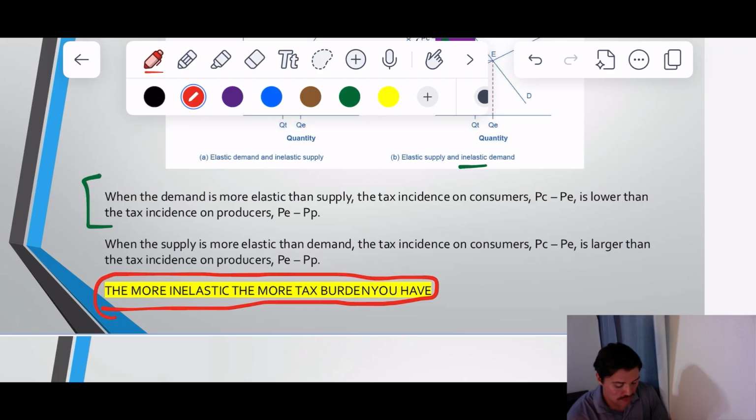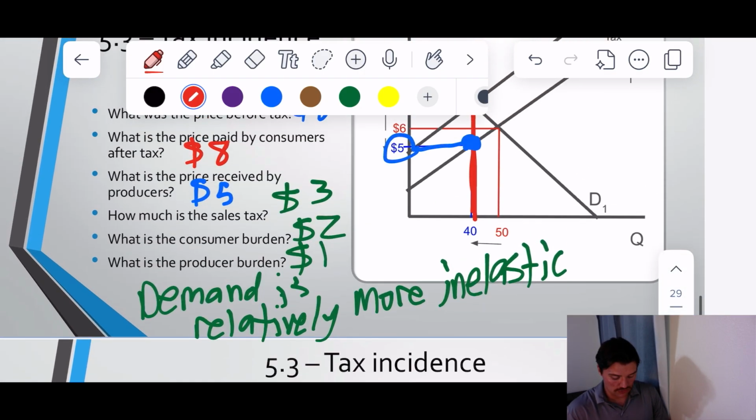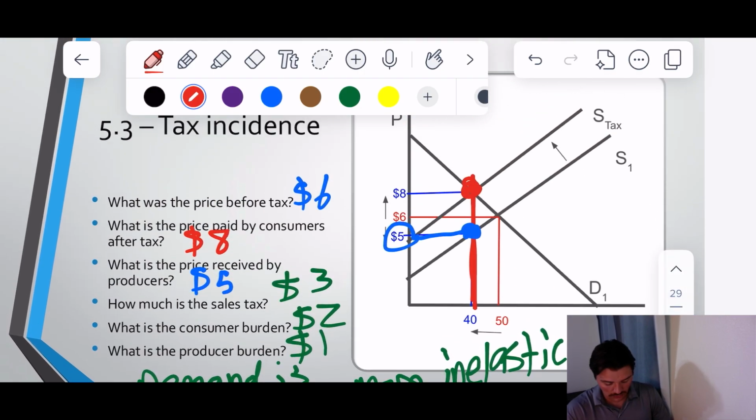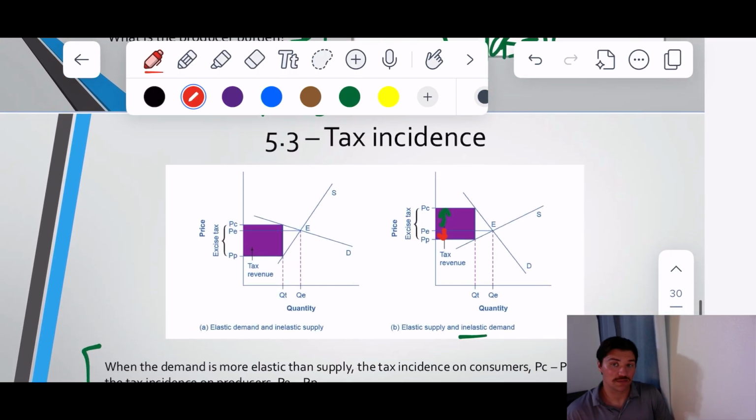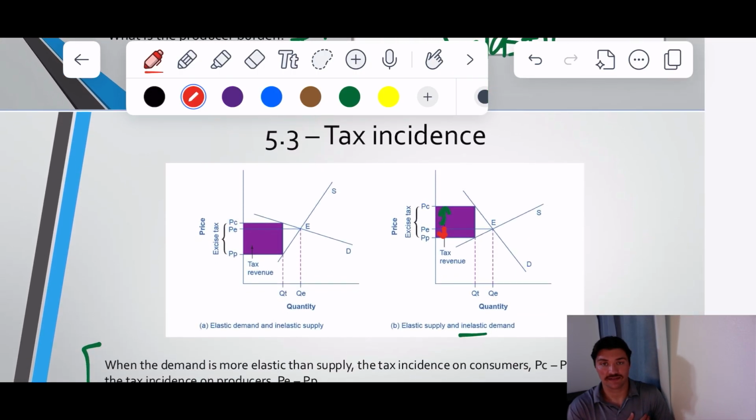So all in all, the idea is this: the more inelastic you are, the more tax burden you have. All right? If you wanted to calculate the elasticities, you can. You can calculate the old price and the new price to figure out the relative elasticities for both of these curves, and you will see that demand would be more inelastic. Okay. Next, we'll talk about income elasticity and cross price elasticity.